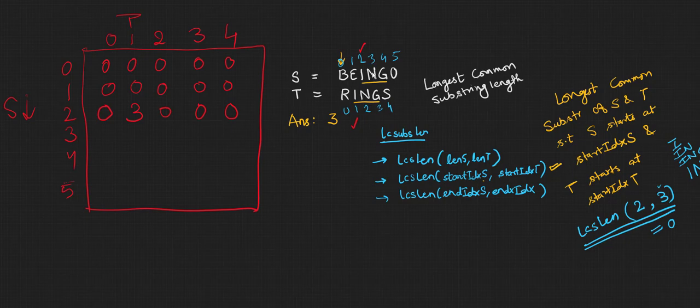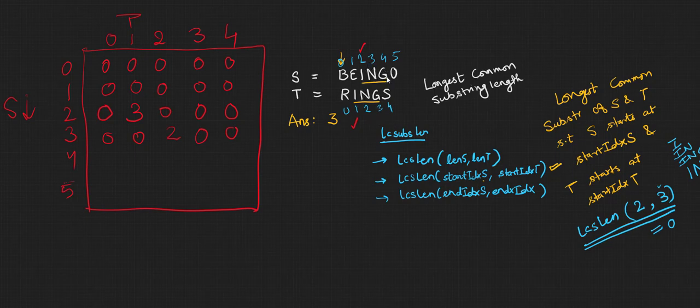Now move to 3. If S is at 3, for 0 and 1 it will be 0, 0. And for the next it will be 2, since the two characters match. Next, this is at 3, which is N, and T at 4 is G. This will be 0. This will also be 0. Now come to 4.